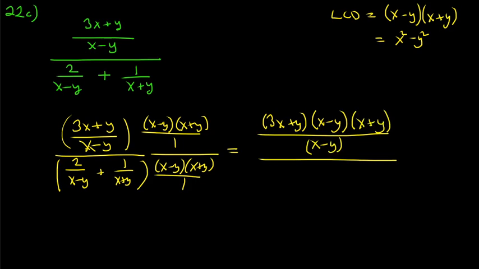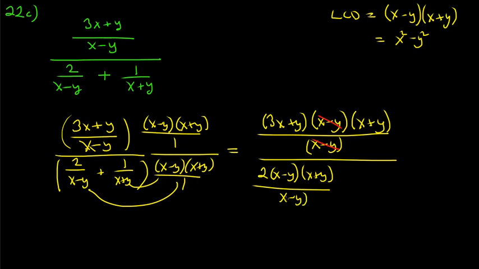And now you can see why we did that. We're going to cancel the x minus y's. What about the denominator? Here we have to be a little more careful. We have to distribute this. So 2 times x minus y times x plus y all over 1 times x minus y plus 1 times x minus y times x plus y. That's a y, sorry. All over x plus y.